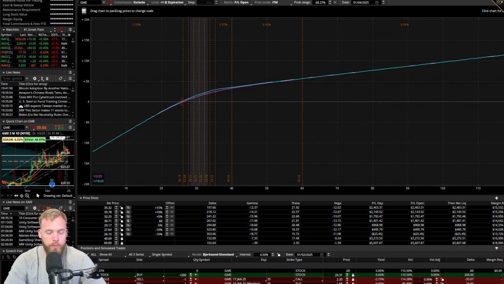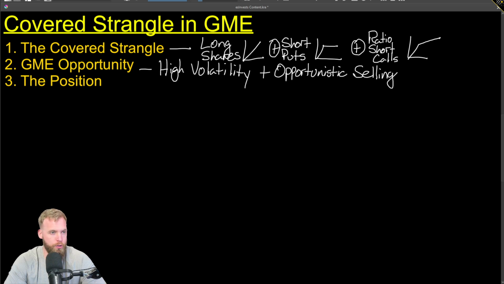So let's now take a look at why the covered strangle in GameStop. Well, there's a few things that contribute really, really well. The way that I trade GameStop directionally is very different than what I'm showing you here. Again, the covered strangle in this context is designed for something that you would want to hold anyway. Now, the way that I trade it when it's moving around a lot, I'll use single options and trade the actual direction. The purpose of this strategy is to optimize an existing holding position of stock.